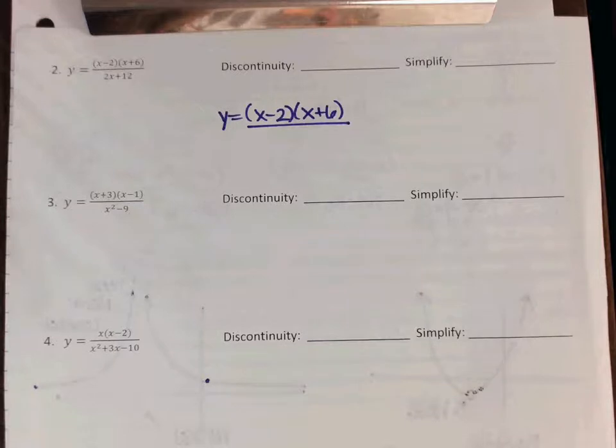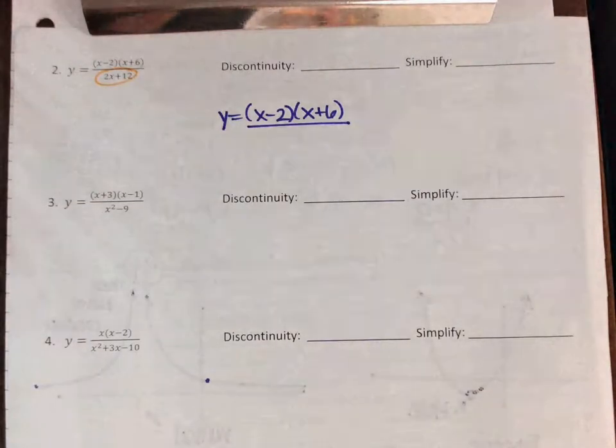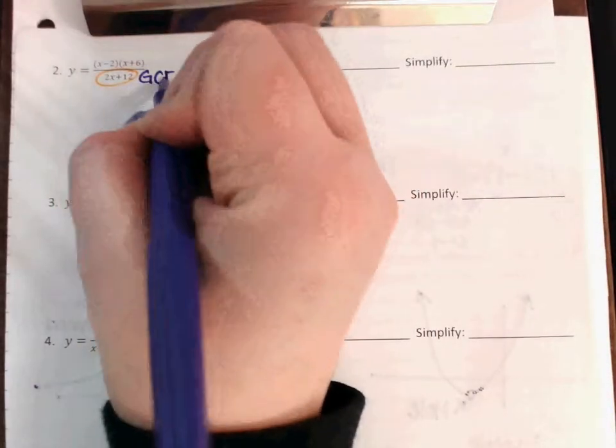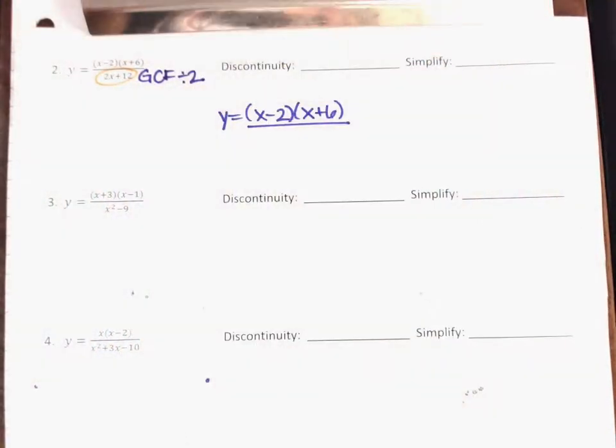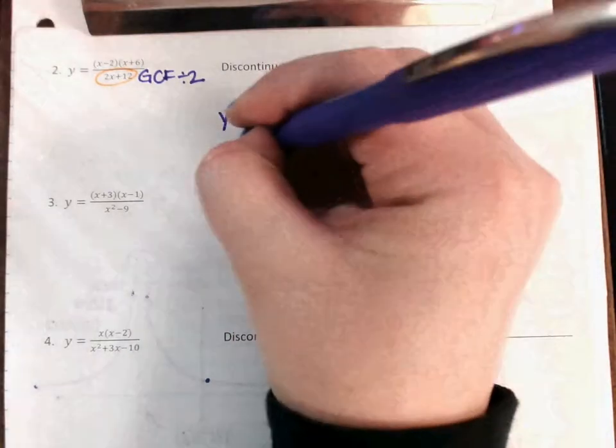The other two examples or options are GCF or difference of perfect squares. Which one is the bottom here? Do they have anything in common? They can both divide by 2. So I'm going to put GCF, divide by 2. Now, when you divide by 2, you have to put the 2 in the front.